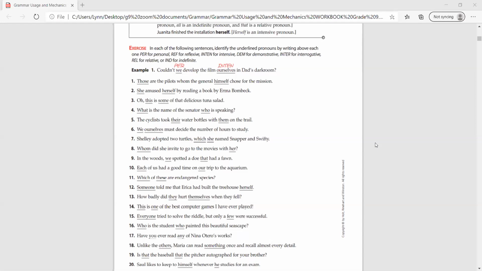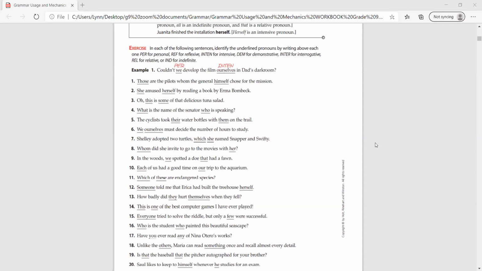Does it introduce a subordinate clause? Himself. Who is himself? The pilot. No, those are the pilots. Those are the pilots whom the general himself chose for the mission. Himself is the general. So that means it's what? Personal? No, it's intensive.